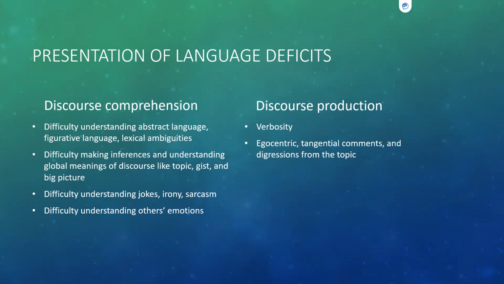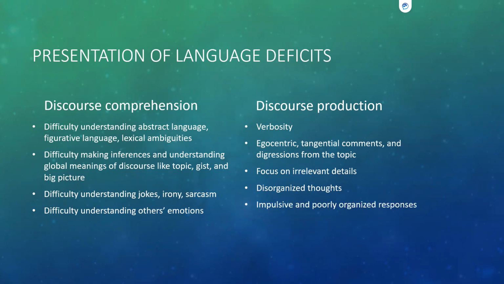A lot of times their language is very egocentric. They'll have tangential comments and frequent digressions from the topic. They may focus on irrelevant details when they're telling their story or using language. Thoughts can become very disorganized. And we'll also notice that they're fairly impulsive when they're speaking. So something like maybe your client with RHD gets to your session a little bit late and you ask why they were late or what happened on the way over.